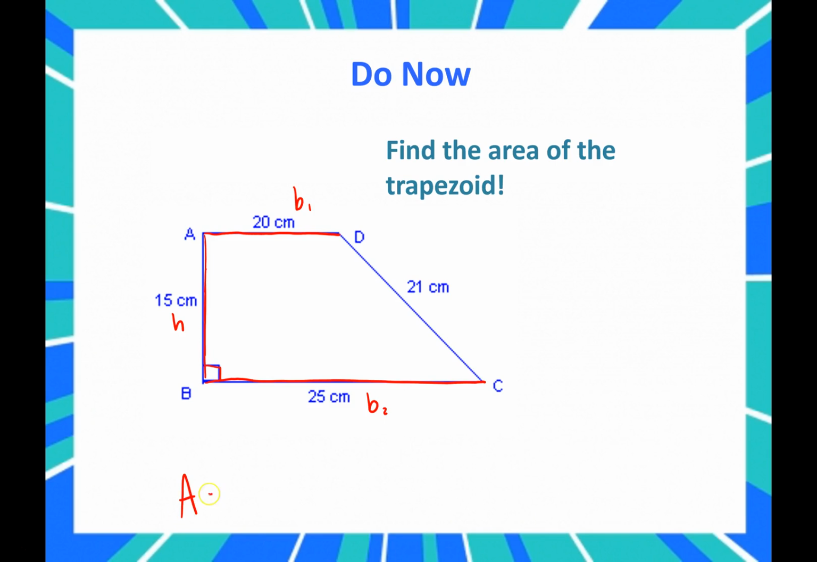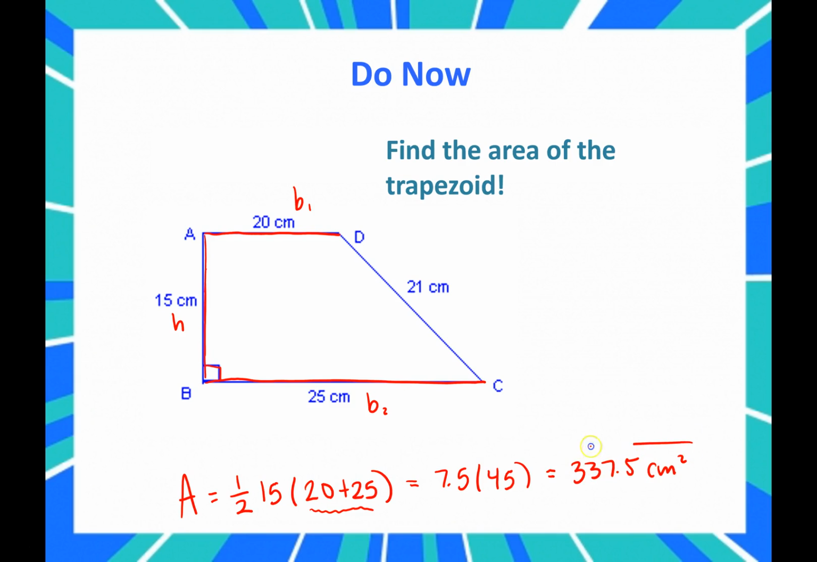So our area here is going to be 1/2 the height, in this case 1/2 of 15. And then base 1 plus base 2 is 20 plus 25. Well, 1/2 of 15 is 7.5 times 45, right? I just combined these terms. And 7.5 times 45 is 337.5. And centimeters squared because we're talking about area.